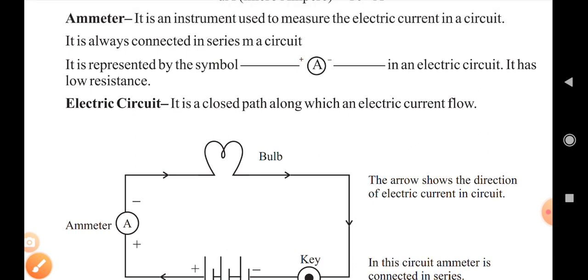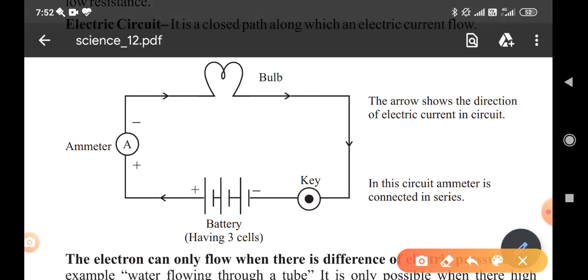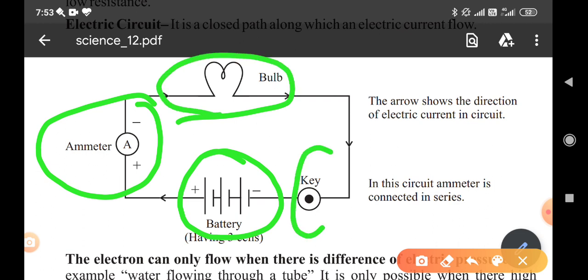Let us discuss the electric circuit. An electric circuit is a closed path along which an electric current flows. In the given circuit diagram, we can see a battery of 3 cells connected with an ammeter, a bulb and a key. The arrow shows the direction of electric current in the circuit, and the ammeter is connected in series.